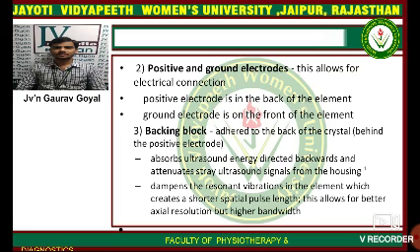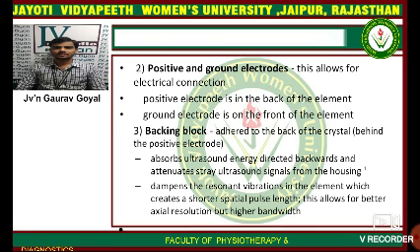So you can see the positive and ground electrodes in the second point. This allows for electrical connections. The positive electrode is at the back of the element, and the ground electrode is on the front of the element. Next is the backing block. It adheres to the back of the crystal behind the positive electrode, absorbs ultrasound energy directed backwards, and attenuates stray ultrasound signals from the housing.